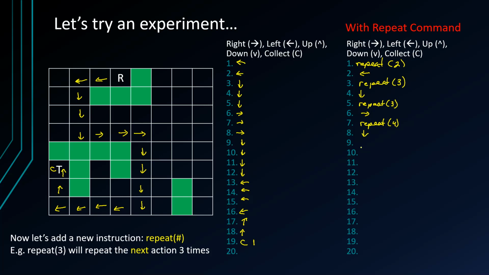And then we have 4 lefts. And then we have 2 ups. And then we have a collect. So we just reduced our instruction set down to 13. Now this doesn't seem like a big deal, but the more repetition there is, the more clean and simplified our program is going to get. And this is also really easy to read and really easy to understand.